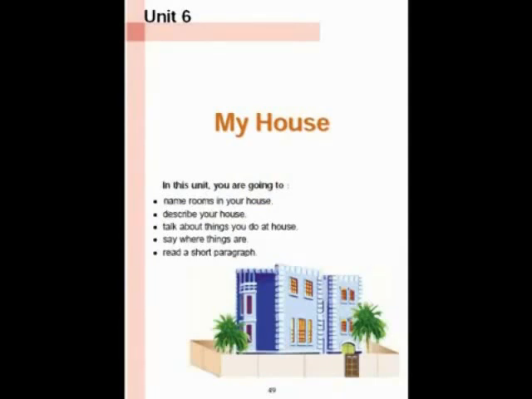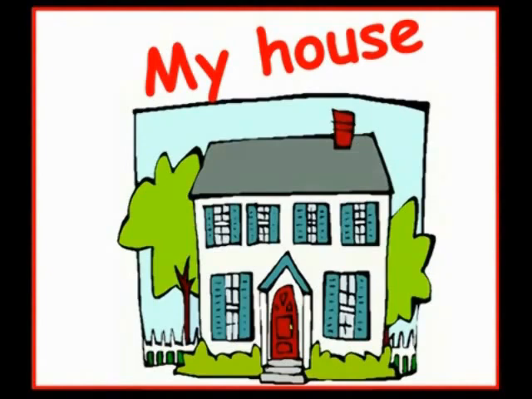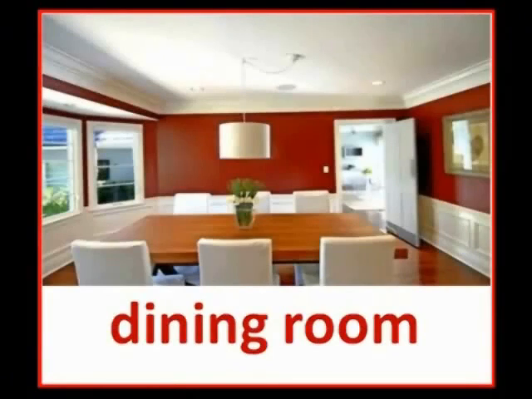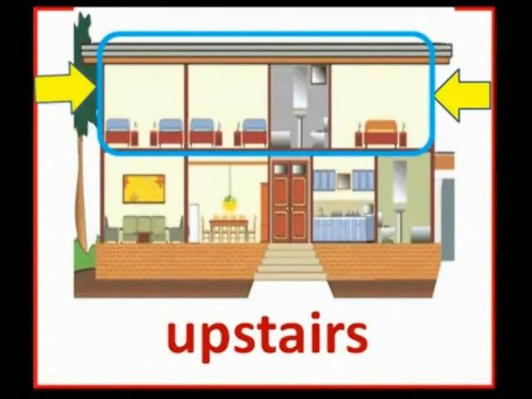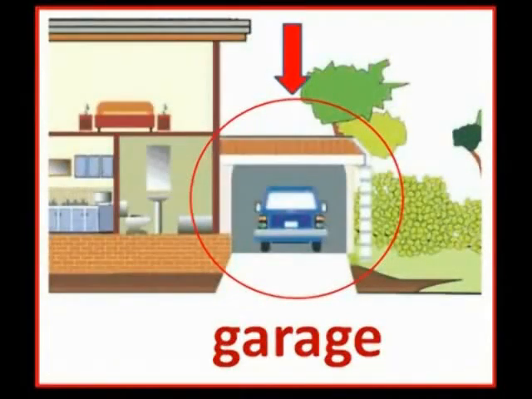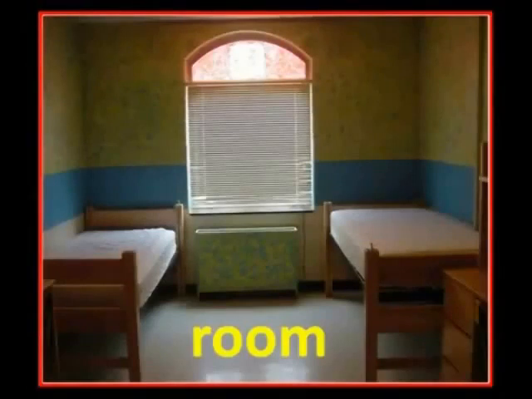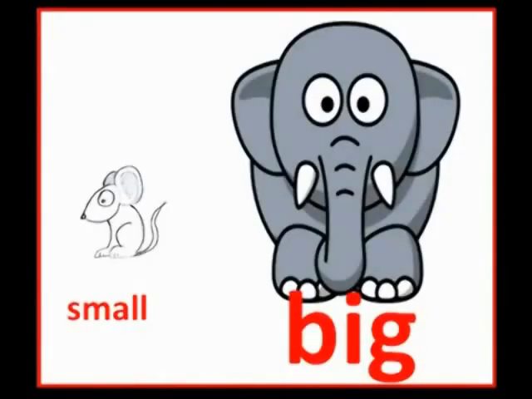Unit 6, Lesson 1, page 50. Vocabulary. My house. Bathroom. Bedroom. Dining room. Downstairs. Upstairs. Apartment. Garage. Garden. Room. Living room. Small. Big.